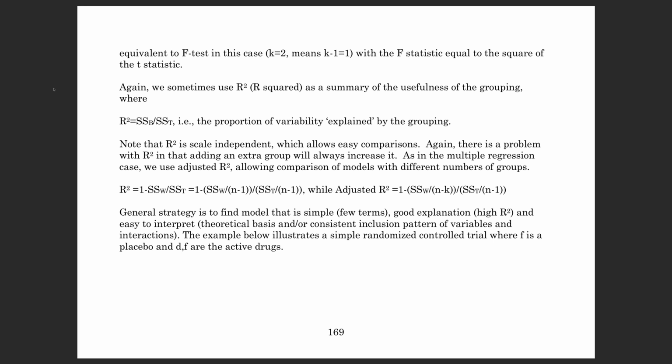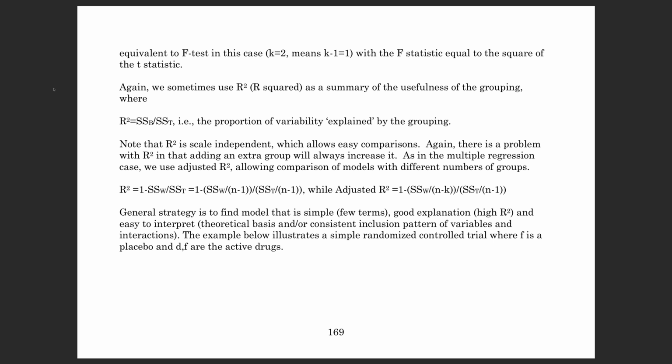So again, we sometimes use r squared as the summary of the usefulness of the grouping, where r squared will be the SSB over SST. In other words, it's the proportion of variability explained by the grouping. As I've said before, we put explained in quotes because we don't know necessarily that this is causal. It's just how much of the variability goes away once we take into account the group membership. So again, r squared is scale independent, so that allows easy comparisons.